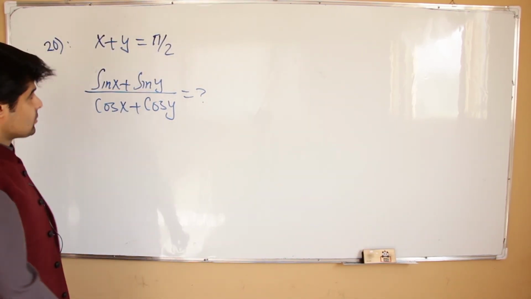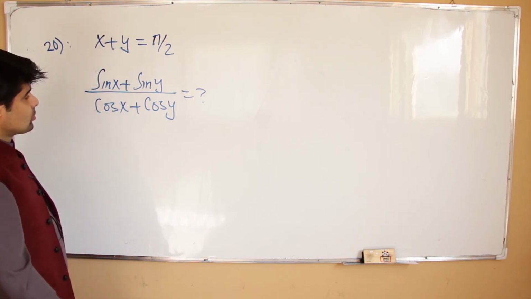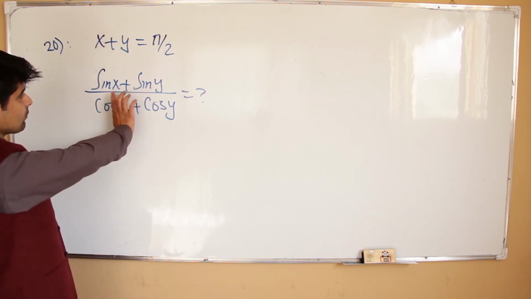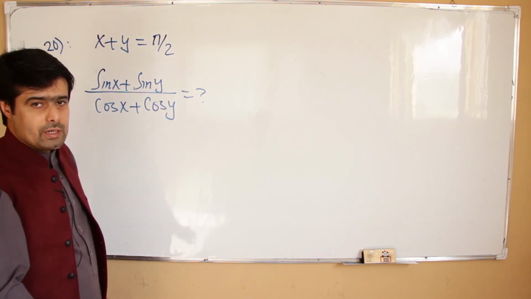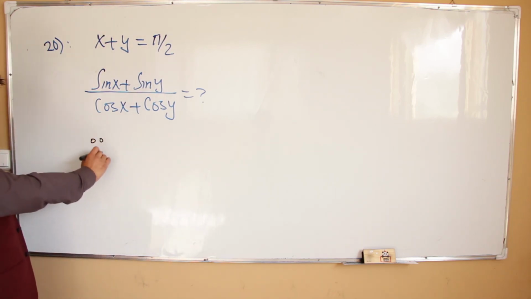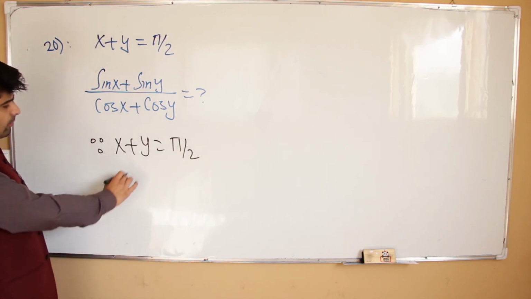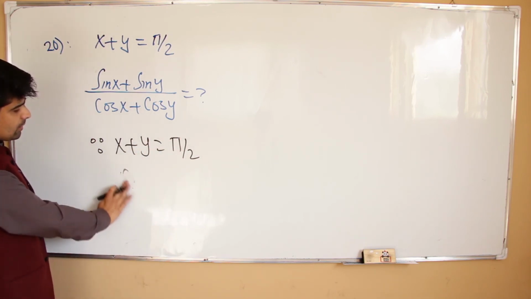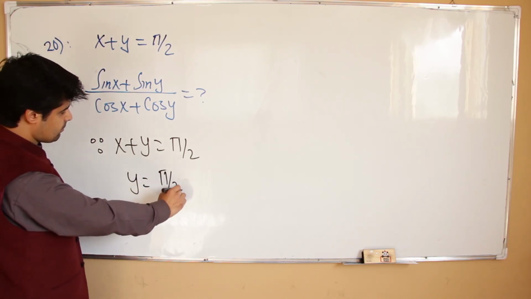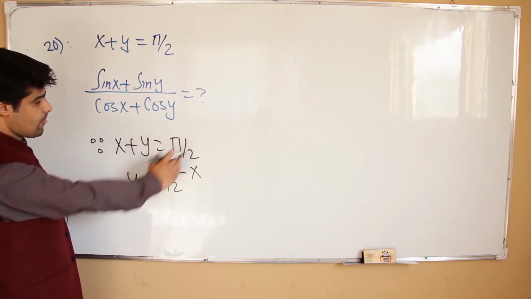Last question for this lecture. X plus Y is pi by 2. Sine x plus sine y divided by cosine x plus cosine y. What is the answer? We know that we have two variables. With two variables, it will be very difficult. We have to change this to one variable. What do I mean? If I have x plus y equal to pi divided by 2, can I write this as y equal to pi divided by 2 minus x? Yes. We have to put x on the right side.